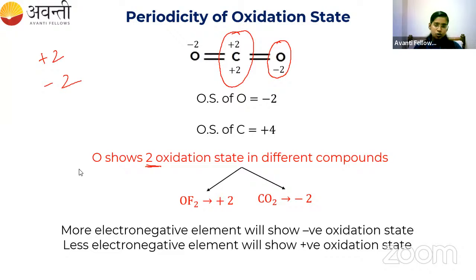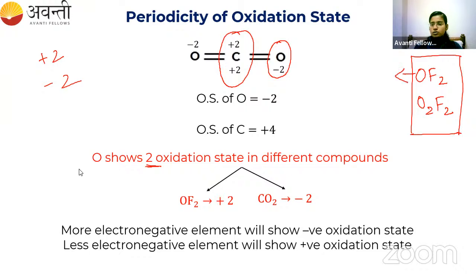And also I'll tell you, only 2 compounds are there in which the oxygen is bonded with fluorine. One is OF2 and the other one is O2F2. So these are the 2 compounds in which the oxidation state of oxygen is positive. In case of OF2, the oxidation state of oxygen is +2. In case of O2F2, the oxidation state of each oxygen is +1. Rest all will have the negative oxidation state only.